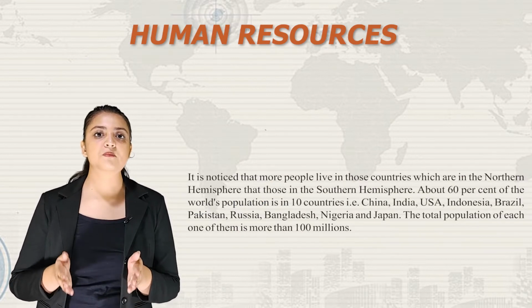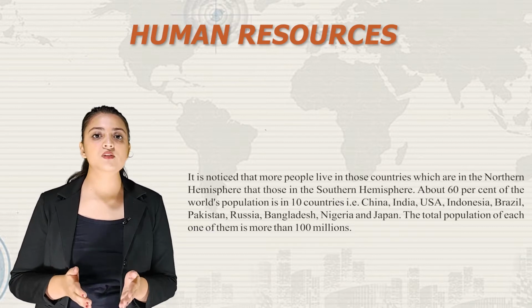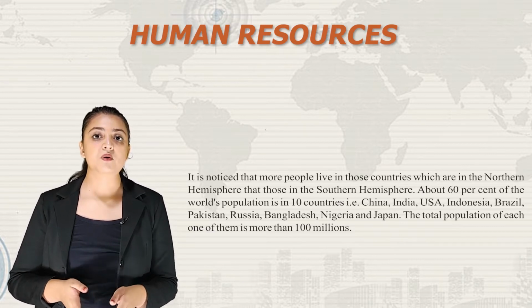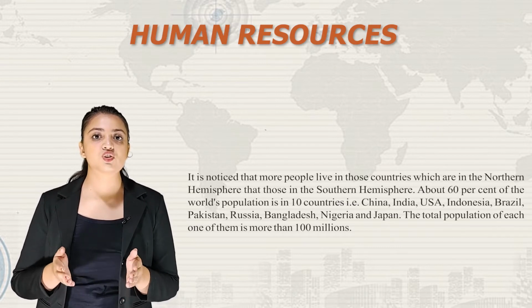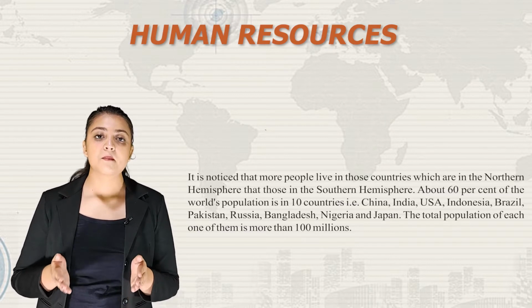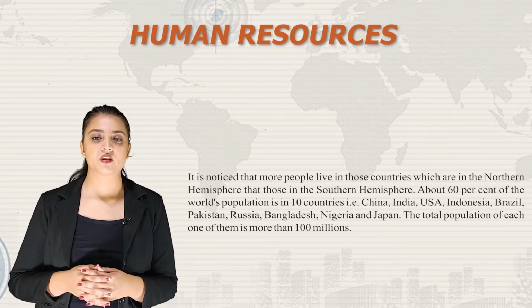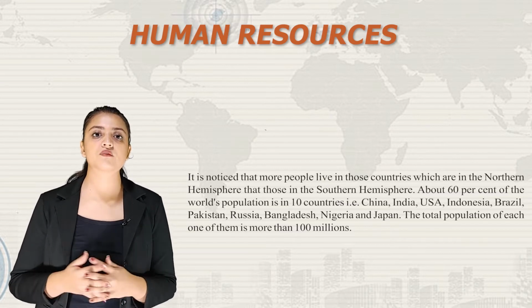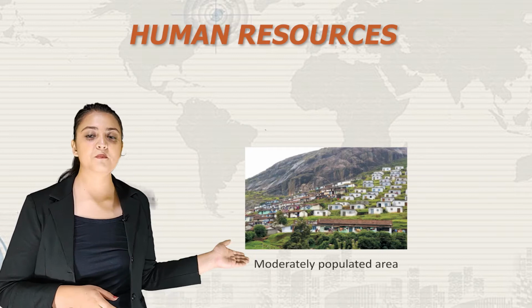It is noticed that more people live in those countries which are in the northern hemisphere than those in the southern hemisphere. About 60% of the world's population is in 10 countries, that is China, India, USA, Indonesia, Brazil, Pakistan, Russia, Bangladesh, Nigeria and Japan. The total population of each one of them is more than 100 million. Here is an image of a moderately populated area.